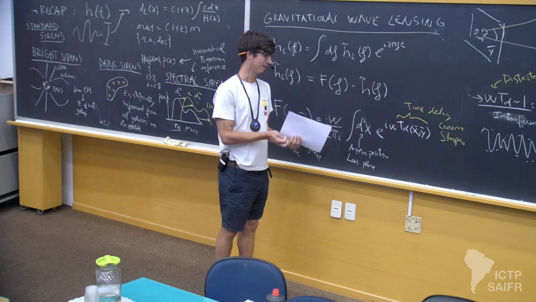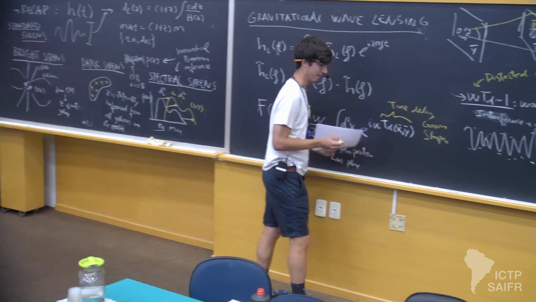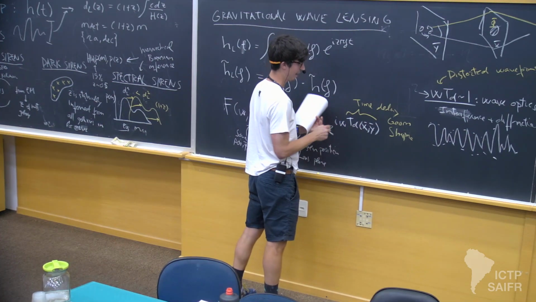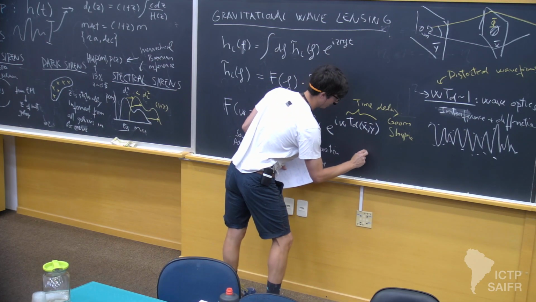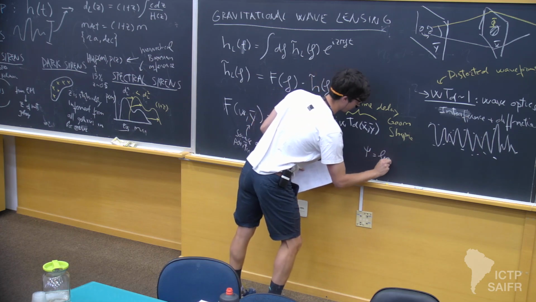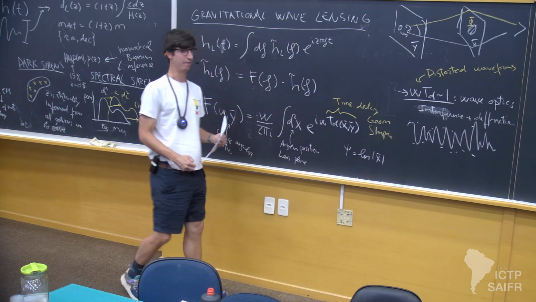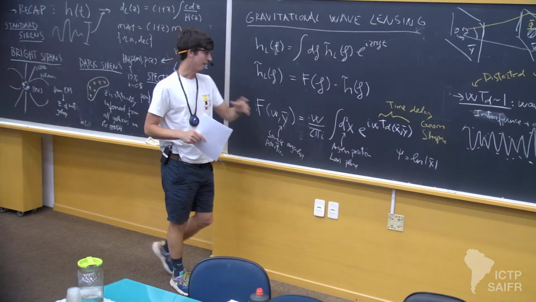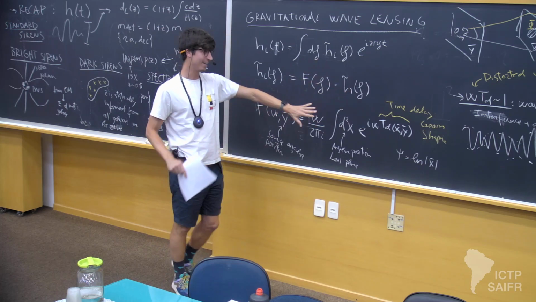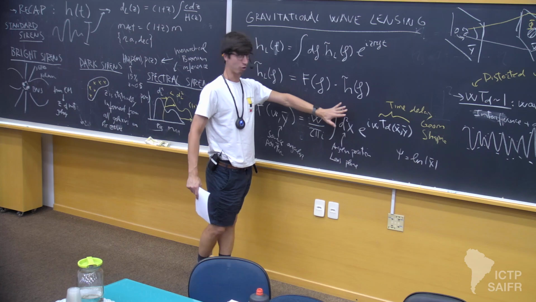You can actually do the exercise with Mathematica if you take the time delay surface and you choose your potential to be for a point lens, which is just the logarithm of the absolute value of x. This can be solved. But in general, you need to solve this numerically, and it's complicated.